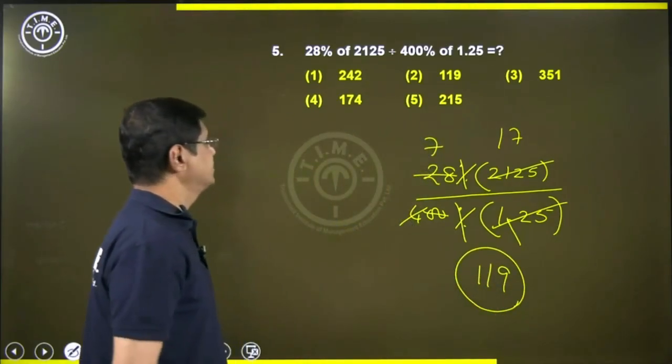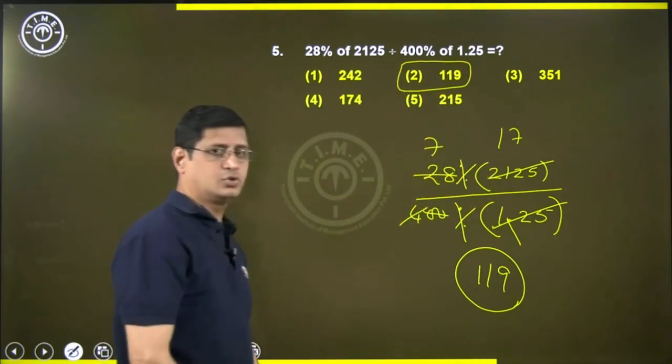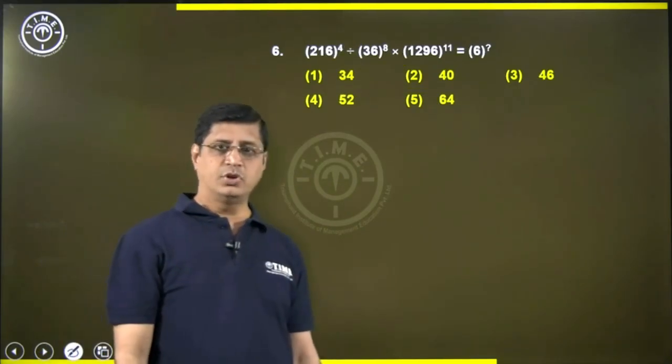Now what is the right choice? Option 2. The second choice is the answer for this question. That is 119. Next question on your screen.